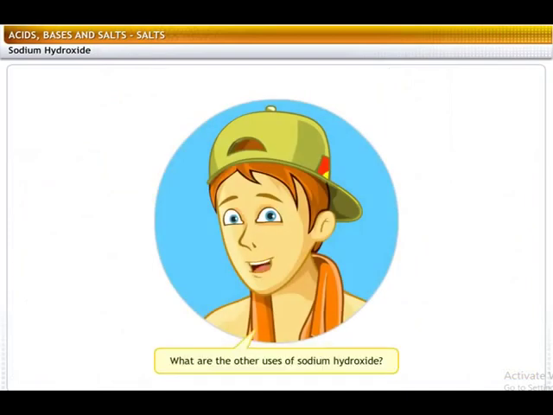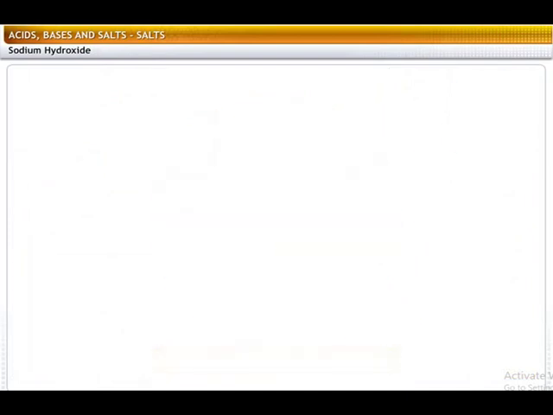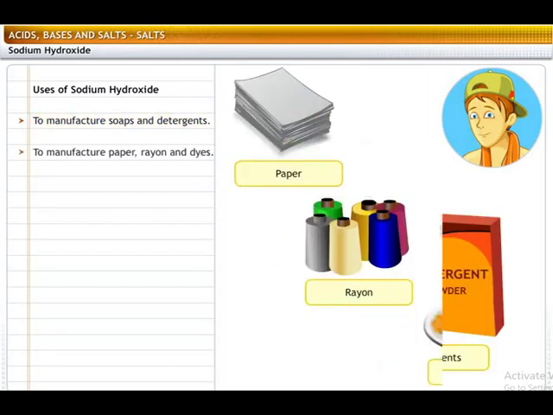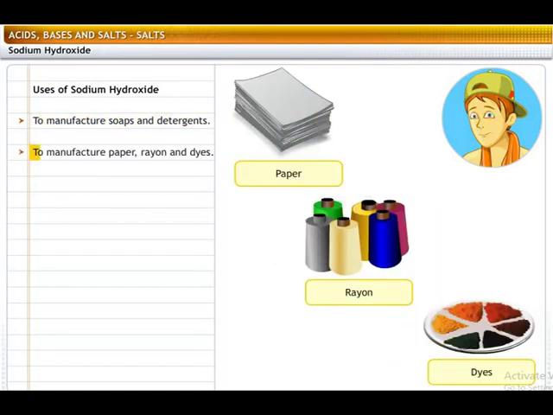What are the other uses of sodium hydroxide? It is used to manufacture soaps and detergents. Sodium hydroxide is also used to manufacture paper, artificial fibers like rayon, and dyes.